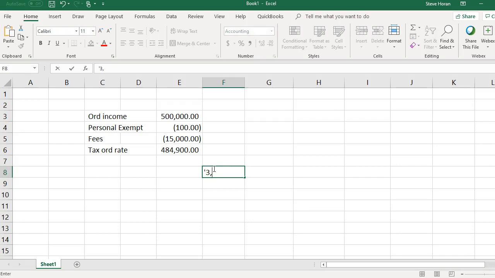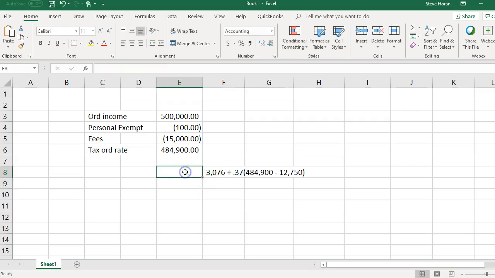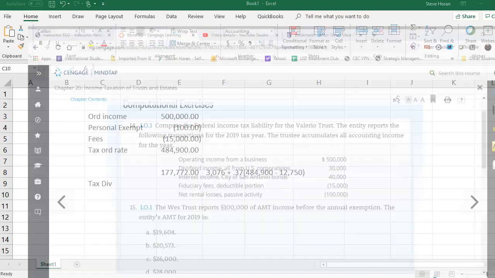So I'm just going to type in the amounts that you get from the bracket. What you do is you go with 3,076. You add that to 0.37 times the 484,900 minus 12,750. Okay, so if you do that, you get the tax, and that turns out to be 177,772. So the tax I pay on that 484,900 is the 177,772.